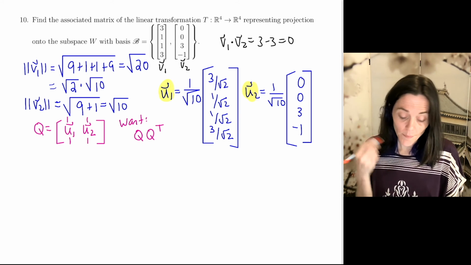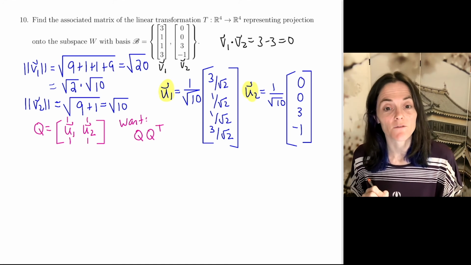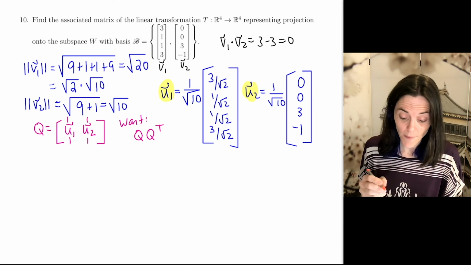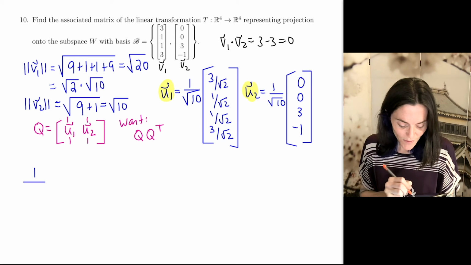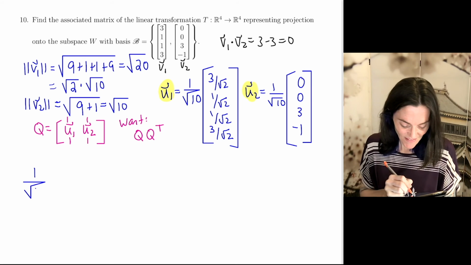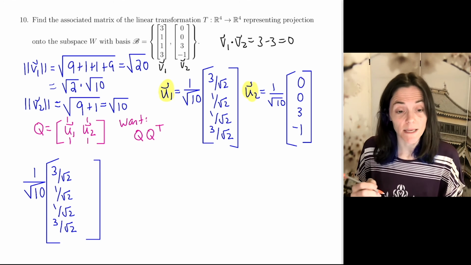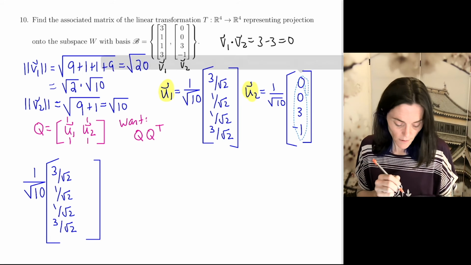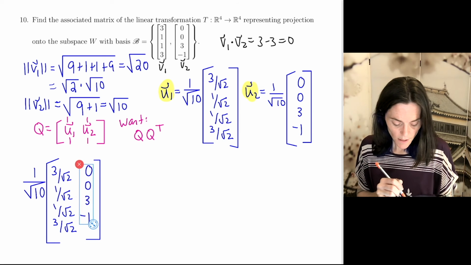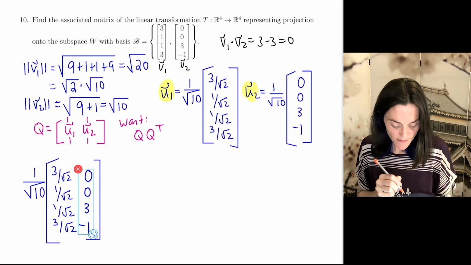And now you can perhaps see why I put this 1 over square root of 10 out in front, because I can just put that out in front of my matrix. So my matrix Q, I have 1 over square root 10. Then I put these columns. There's the first column of matrix Q, and then here is the second column of matrix Q. Okay, here's Q. Now I need Q transpose.